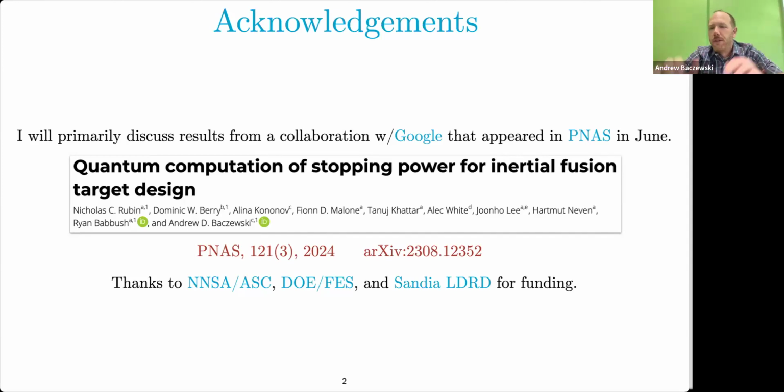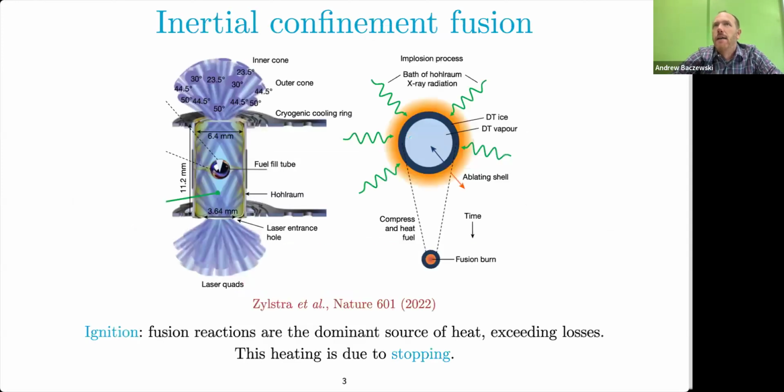So, acknowledgements out of the way, let's dive into science. The promise of this talk is that I'm going to tell you something about quantum simulation of materials in extreme conditions, and inertial fusion, specifically inertial confinement fusion, is the motivating idea here, which is to say that we would like to do quantum simulations that produce value for people trying to design ICF targets.